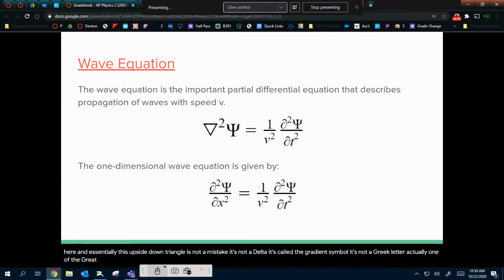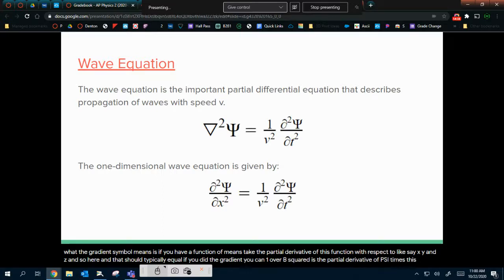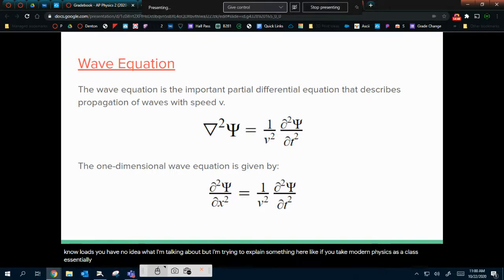What the gradient symbol means is, if you have a function, take the partial derivative of this function with respect to, say, x, y, and z. And that should equal 1 over v squared times the partial derivative of psi with respect to time, in this case. I know most of y'all have no idea what I'm talking about, but I'm trying to explain something here. If you take modern physics as a class, essentially this is the whole class: learning this equation, learning how to solve this equation by hand.